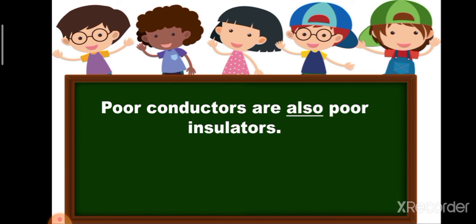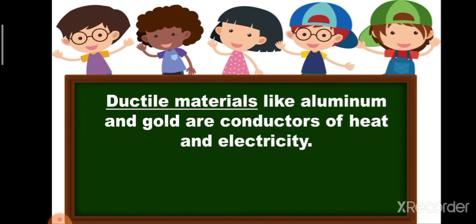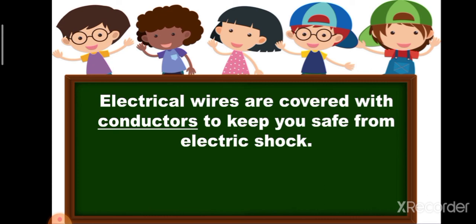Poor conductors are also poor insulators. Answer, star. It's false. Poor conductors are also good insulators. Ductile materials like aluminum and gold are conductors of heat and electricity. Answer, heart. It's true. Electrical wires are covered with conductors to keep you safe from electric shock. Answer, star. It's false because electrical wires are covered with insulators to keep you safe from electric shock.